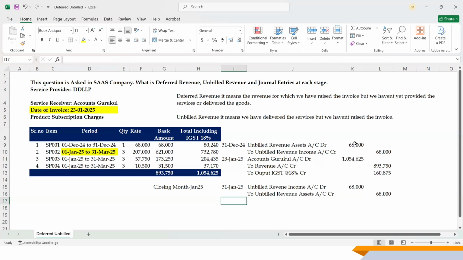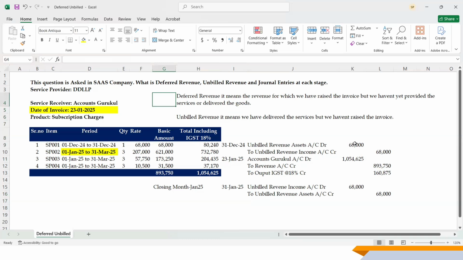Now the next, this is pertaining to your unbilled. How you recognize the unbilled revenue on 31st December 24, and now when you are going to do the reversal for that, as and when the invoice is raised, you have to do the reversal of your unbilled revenue. Now the next is going towards as on 31st Jan 25.